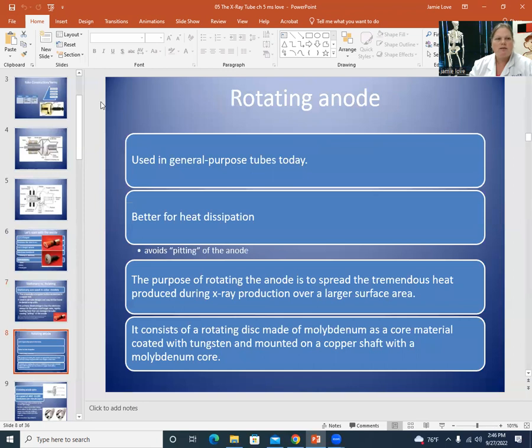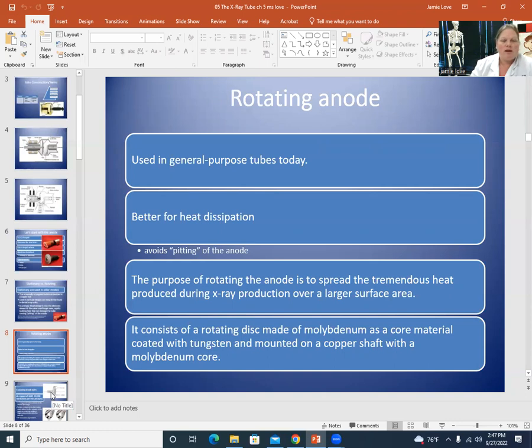The rotating anode is what we see in general X-ray tubes today, better for heat dissipation. That avoids the pitting of the anode. The purpose of the rotating anode is to spread out that tremendous heat that's going to be produced during X-ray production, spread it over a larger area for us. That disc is made out of this metal called molybdenum, maybe better pronunciation, as a core coated in tungsten, mounted on a copper shaft.